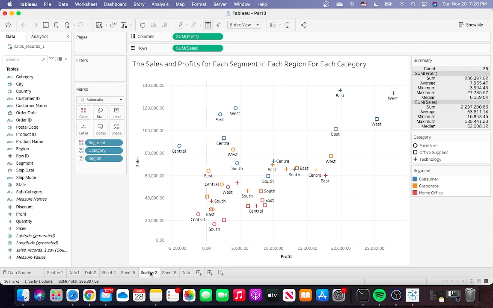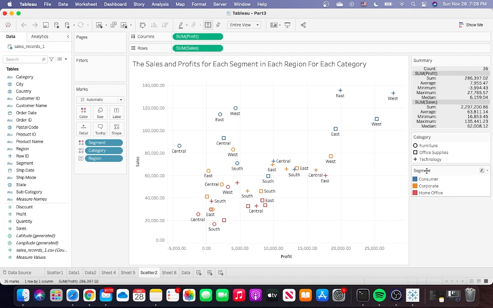And then the second question of this part asks me to provide the business insight about the sales and profit for each segment in each region for each category. I decided to do the scatter plot because we have two dependent variables here. The sale is going to be the y-axis. The profit is going to be our x-axis. And we have three independent variables.